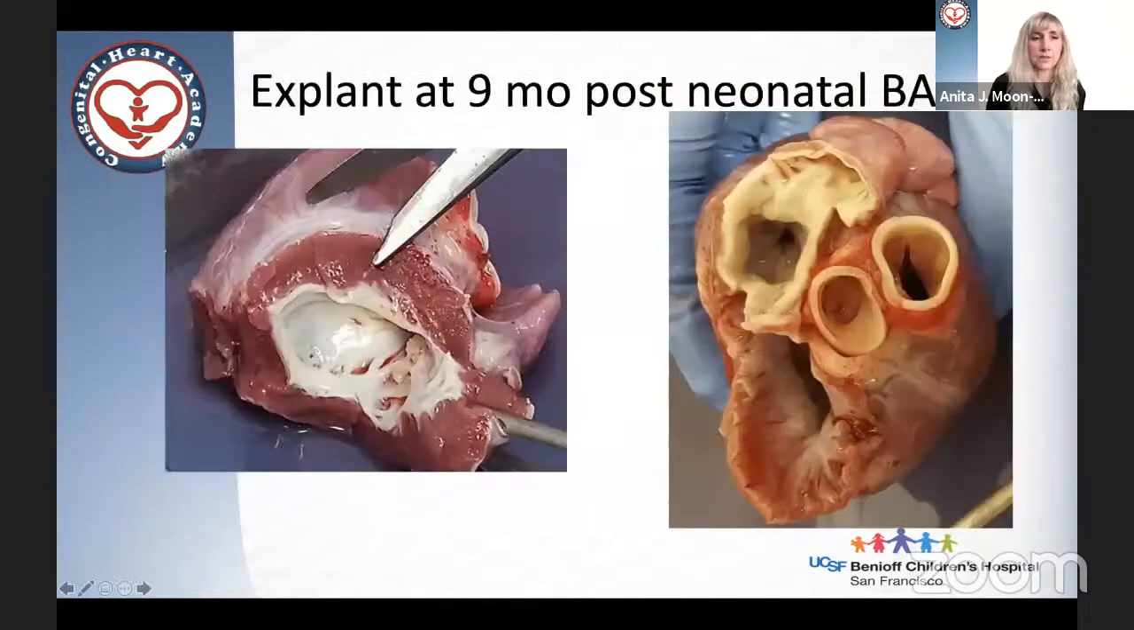And another patient, this one survived. This is the explant at the time of infant transplant, showing how severe the disease remains even in what we would call a successful intervention, who was discharged in the neonatal period as a biventricular outcome.